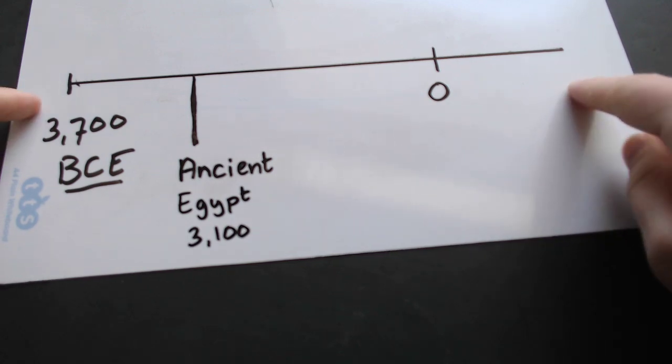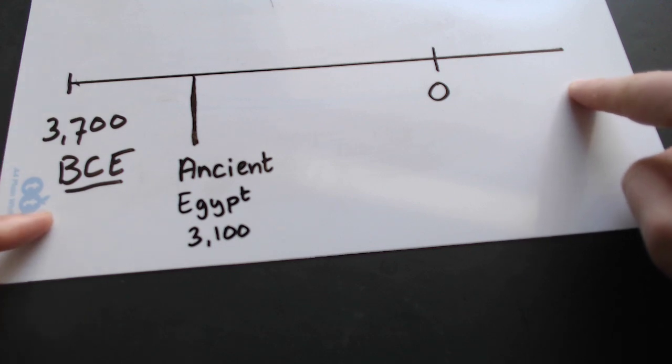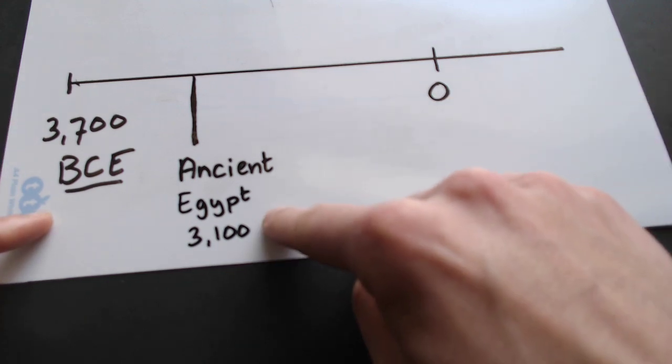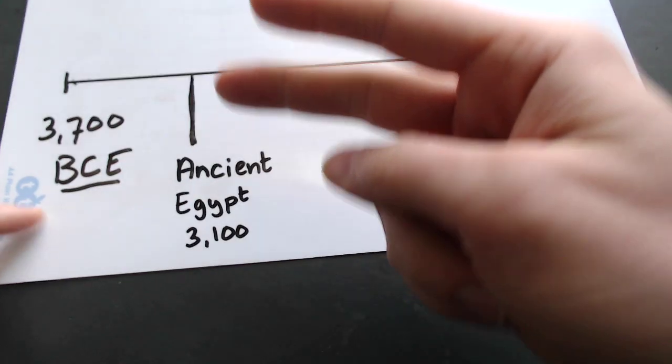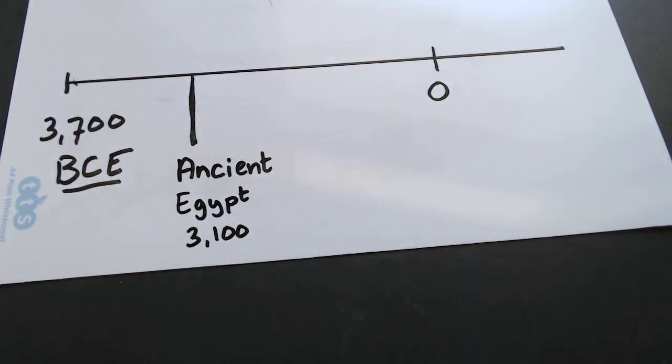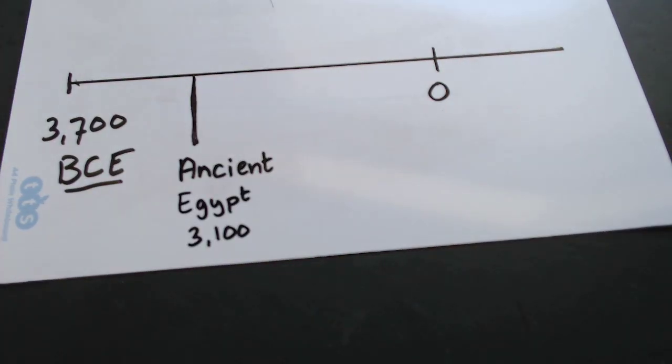So that's what we're going to do today. You're going to make your timeline. You're going to make sure that you have your starting date. You're going to make sure that you have ancient Egypt, ancient Greece, and the Roman Empire. Later, we are going to add other ancient civilizations to our timeline as well.